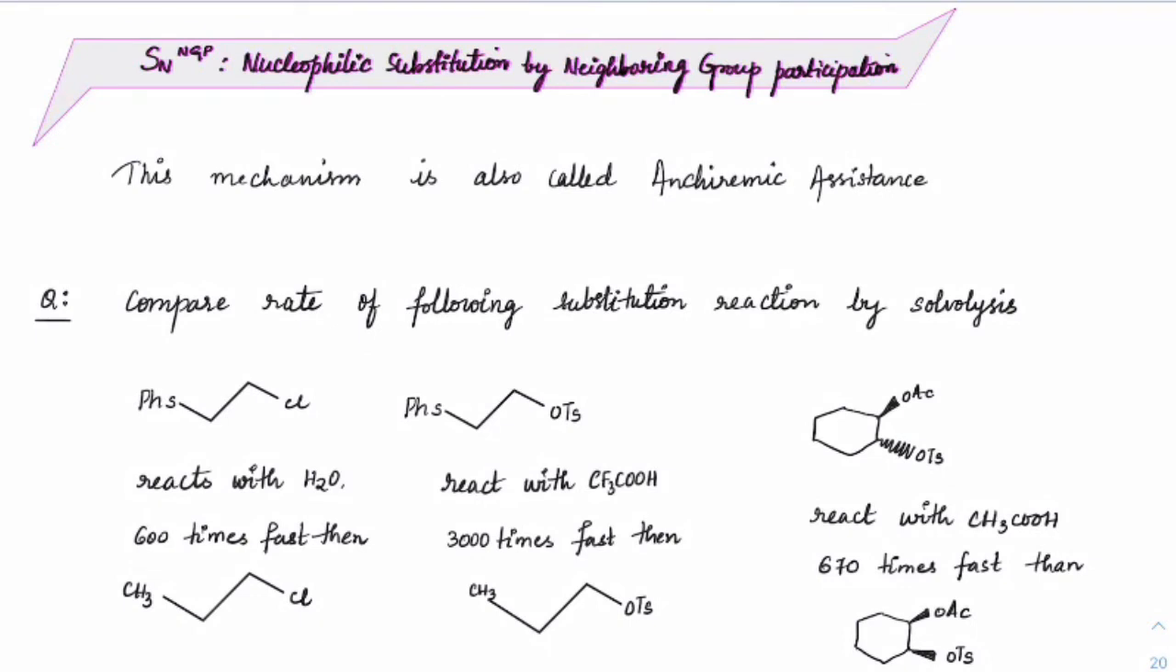Right. Now let's see what is nucleophilic substitution by neighboring group participation, NGP. This mechanism is also called anchimeric assistance. I would want all of you to keep writing simultaneously. Give the heading as SN NGP. This note is very important. This part at least is very, very important. SN NGP. The mechanism is called anchimeric assistance.